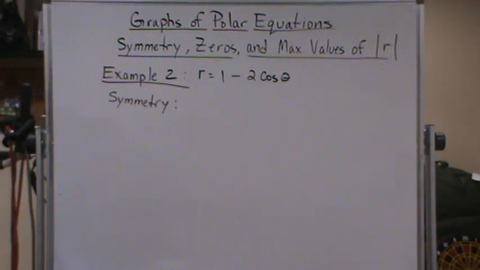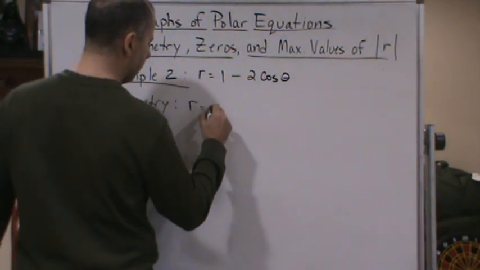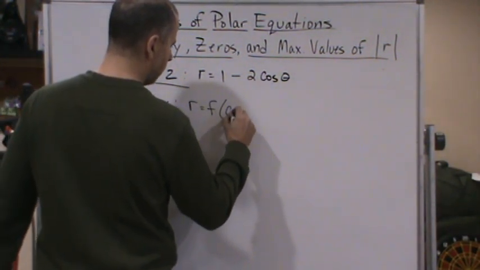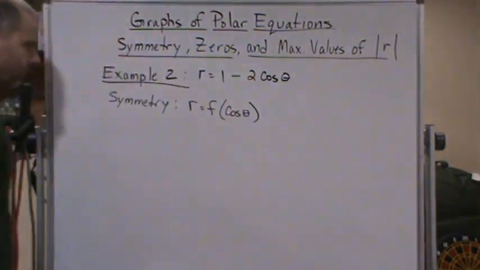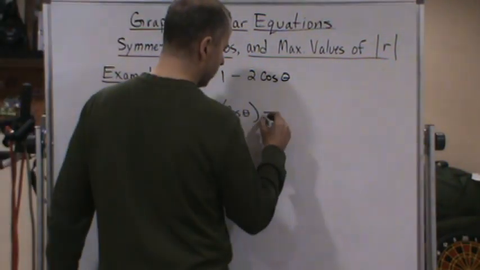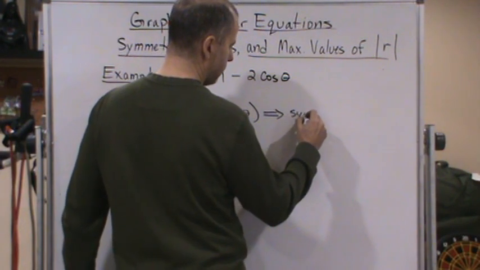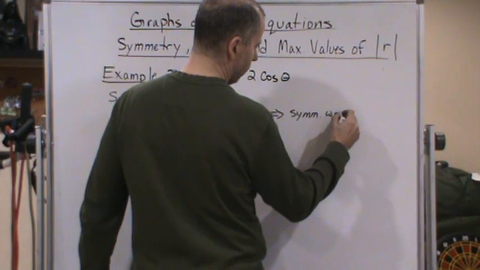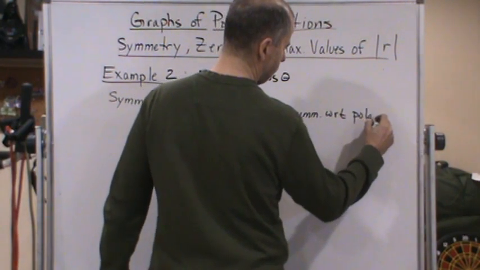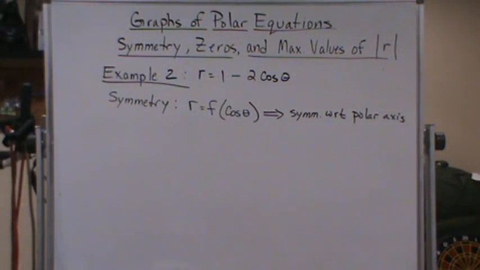Okay, so what kind of symmetry does it have? Well, it is a function of cosine, right? So r equals a function of cosine theta. So if it's a function of cosine theta, then it's going to be symmetric with respect to the polar axis, right? So that implies that it's symmetric with respect to the polar axis. All right, so there we go with symmetry.